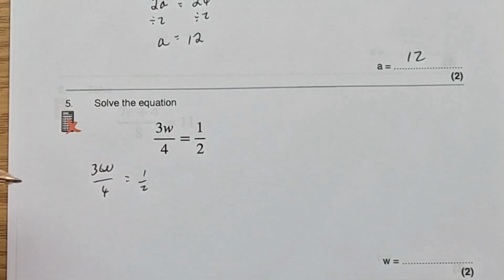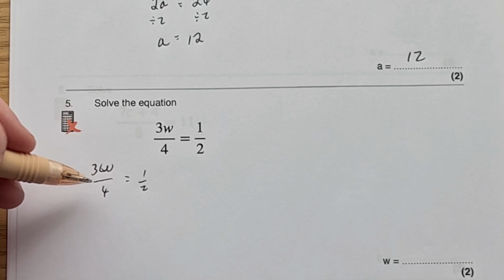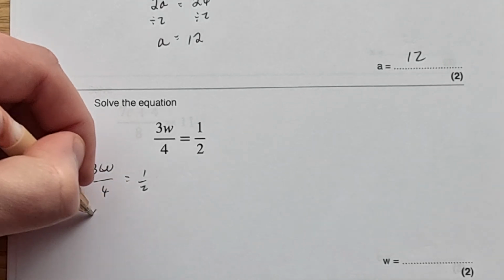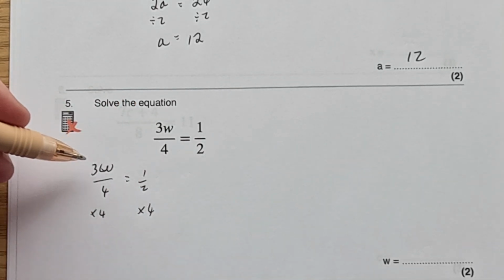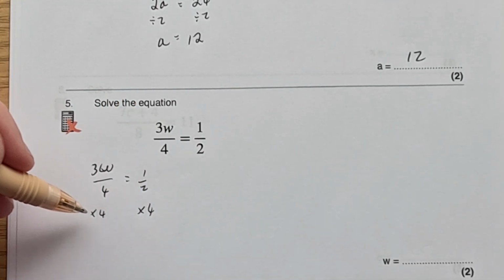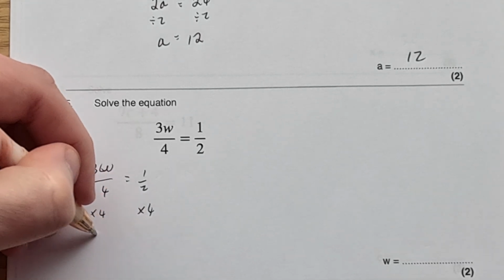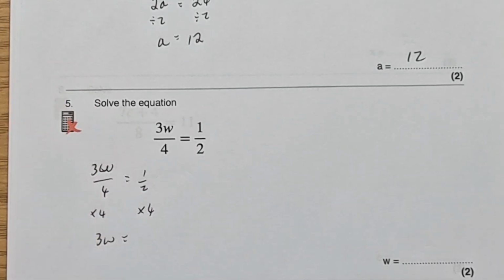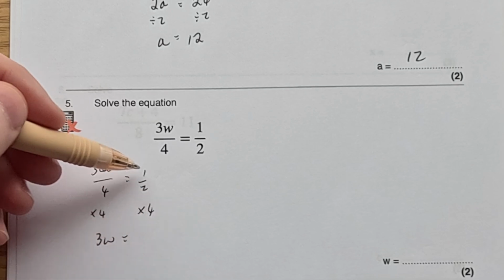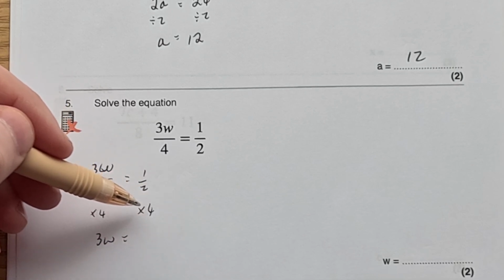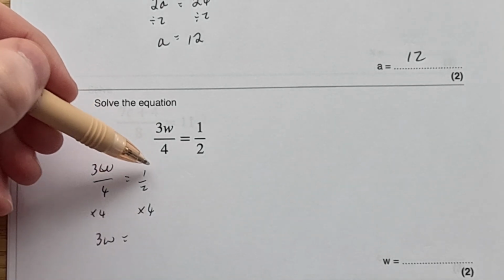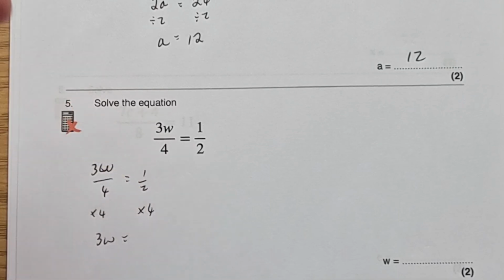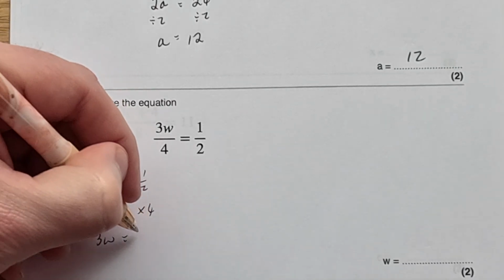So if I wanted to solve this equation, I want to get rid of this divide by 4. So I'm going to multiply both sides of the equation by 4. I'm going to multiply the left-hand side by 4, and the right-hand side by 4. We had 3w divided by 4. We're timesing by 4 to get rid of the divide by 4, so we're just going to be left with 3w. And then the right-hand side, we had a half times 4. Now, half times 4 would be equal to 2, because if you've got 4 halves and you add them all up, that'd be equal to 2.